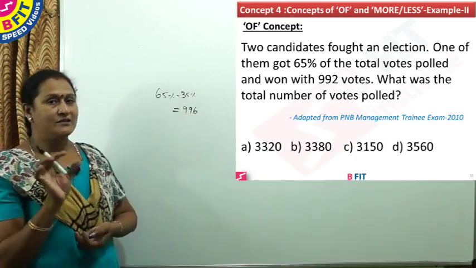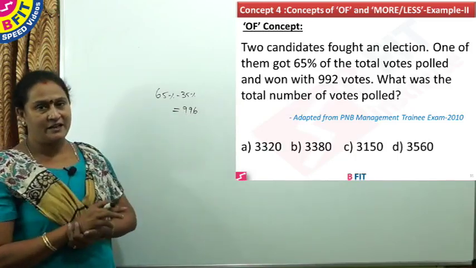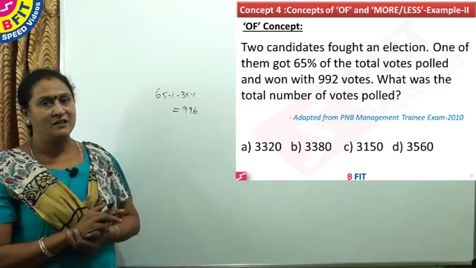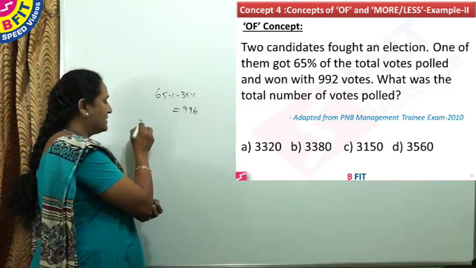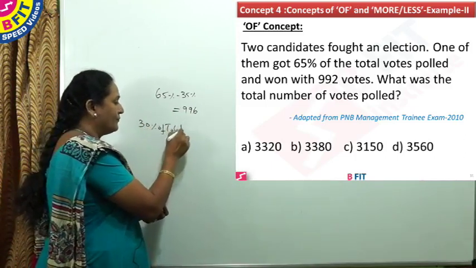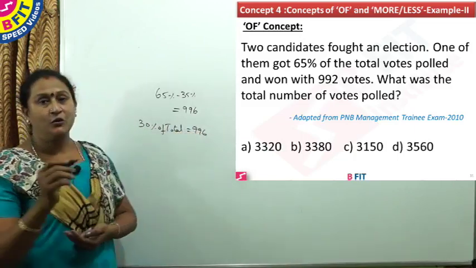So total votes is same for both. That is, the base is same. We can work out with percentage itself. So 65% minus 35%. So what is the difference in percentage? It is 30%. So it means that 30% of the total votes is 996. So we are asked to find the total number of votes.